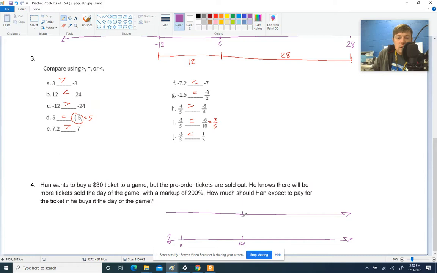Wow. So 100% with the pre-order was $30. So our question is, what is the dollar value after a 200% markup? Well, this would be a 100% markup. It would double it, right? That would be $60. A 200% markup would put us at 300% of the price. And if we're skip counting by 30s here, that's going to be a $90 value. So 200% markup is not good for him. He's going to be paying $90 for that ticket.